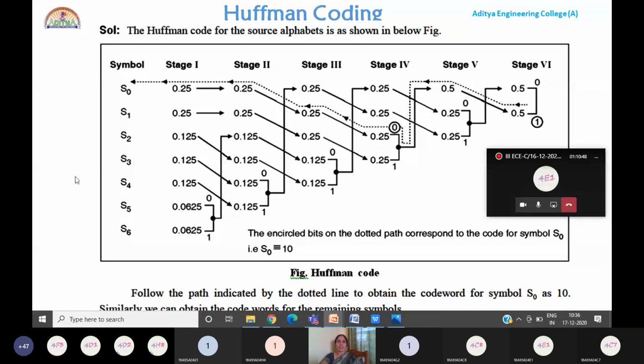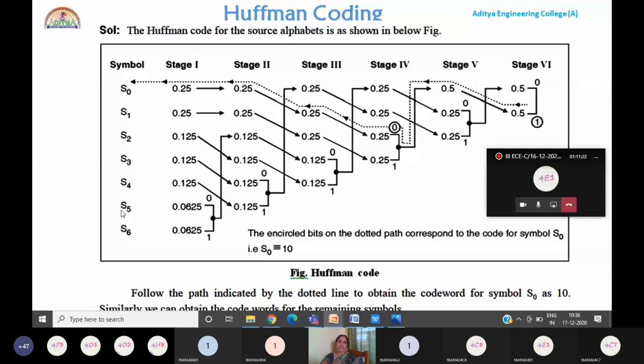Okay, very good. Now, can you tell me for S4? Can any other student tell me the code word for S4? 0, 1, 1 for S4. Please follow the path from 0.125 to 0.1. It is 1. Next, move it to stage 3. No value. So here also no value. Here it is 1. Here it is 0. What did you say? 1, 1, 0 came. If you write it in the reverse direction, okay, 0, 1, 1.